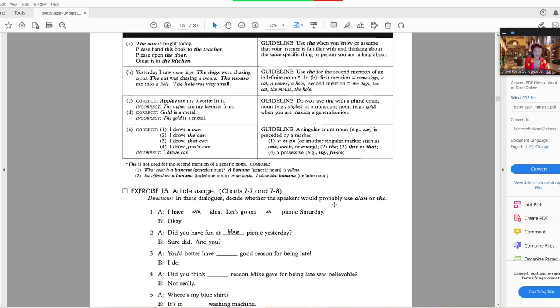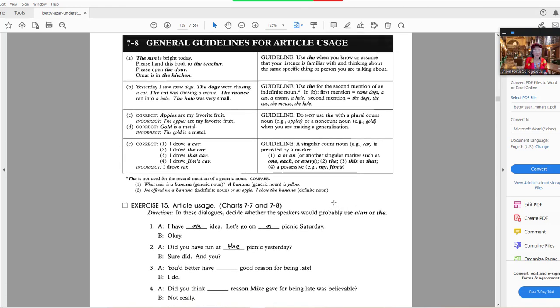Let's see, what else is there to learn? Oh, general guidelines for article usage. The sun is bright today. Please hand this book to the teacher. Please open the door. Omar is in the kitchen.